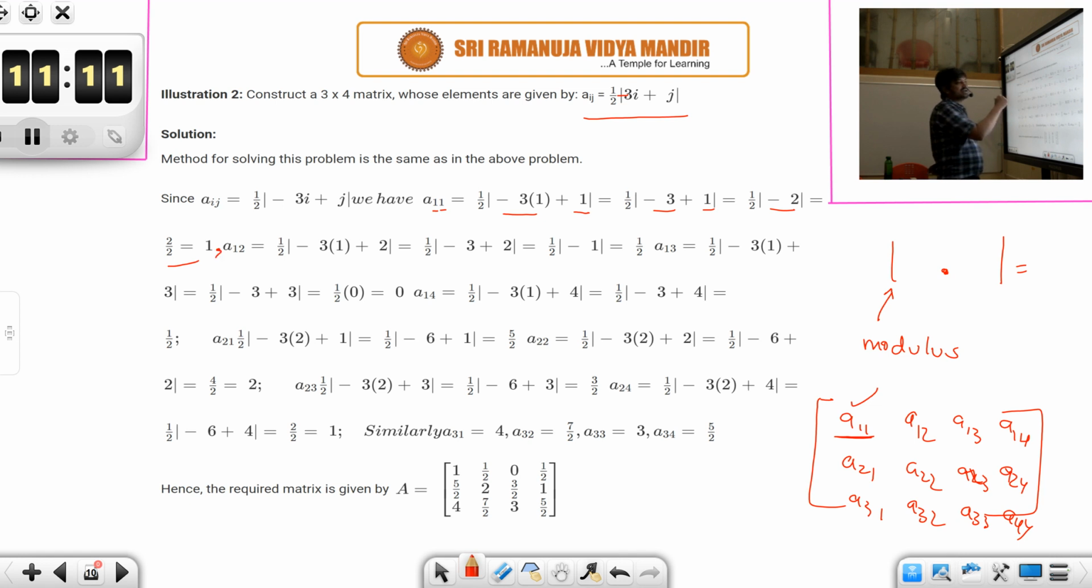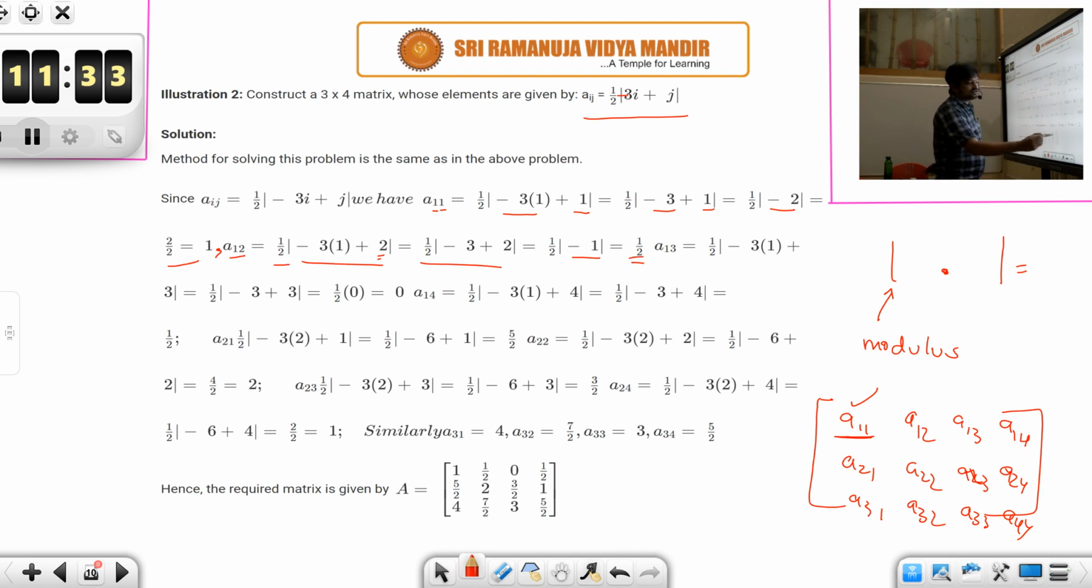So in this way, students, you could calculate each and every element. Similarly, calculate A12. A12 is half of modulus of minus 3 times 1 plus 2. Here i is 1 and j is 2, the column number. If you simplify, you will get a half times modulus of minus 3 plus 2. This is minus 1, but minus 1 is negative, so change its sign. You will be getting 1. So this will be 1 by 2.